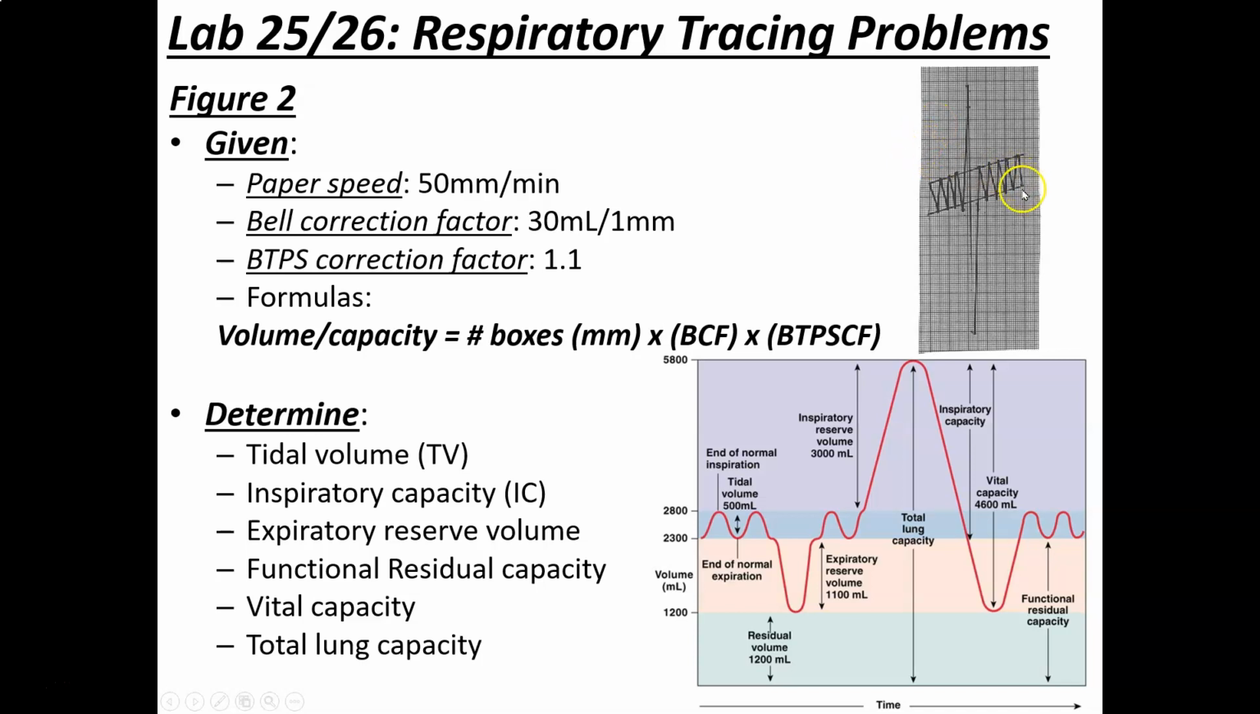If you sat here and counted this, it's going to be 16. So it's not much different, but it's a little different. So you should be able to understand vital capacity. Tidal volume you should be able to do as well. But inspiratory capacity, expiratory reserve volume, functional residual capacity, and total lung capacity, you don't have to do. Just make sure you understand vital capacity from that.